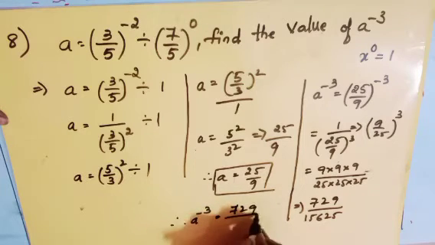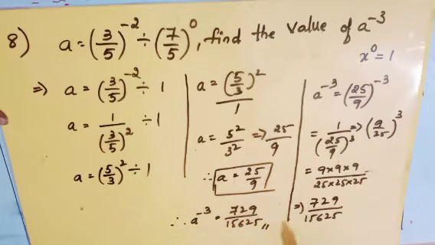Therefore the value of a to the power of minus 3 is 729 divided by 15,625. Next, let us solve the next one.